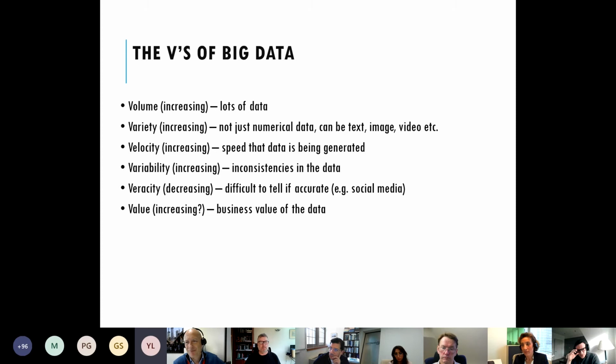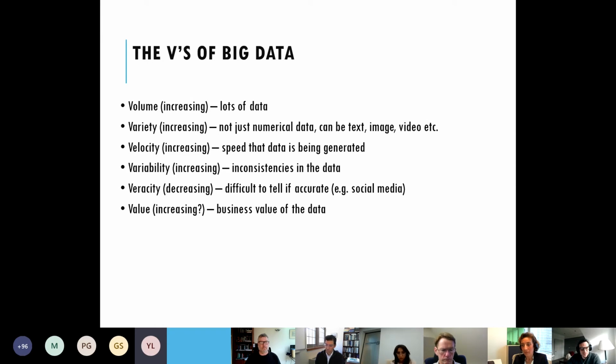Also the velocity at which it is generated and distributed is higher. What is typical for the alternative data world is the variability. So there are many more inconsistencies in the alternative data space. Of course, we can find inconsistencies also in macroeconomic time series, but in alternative data, this problem is further augmented.